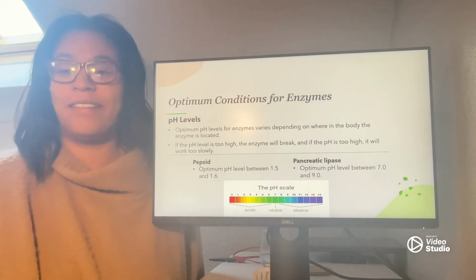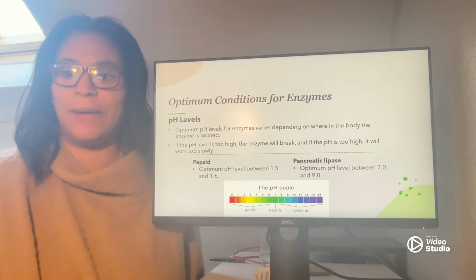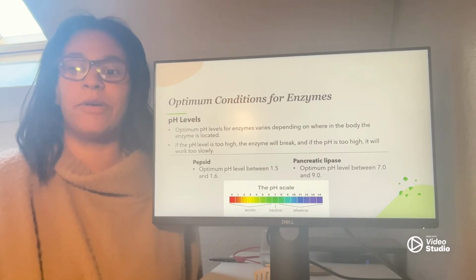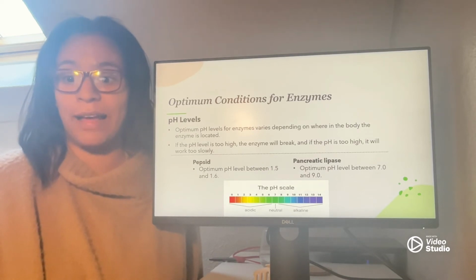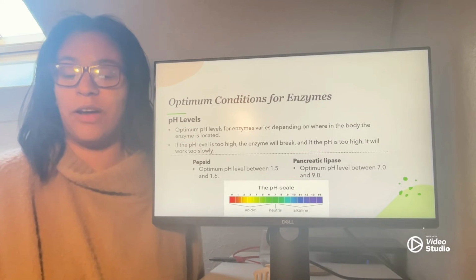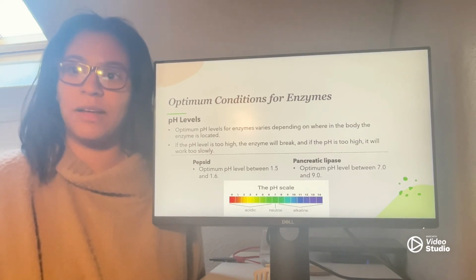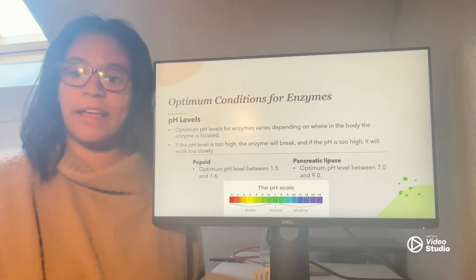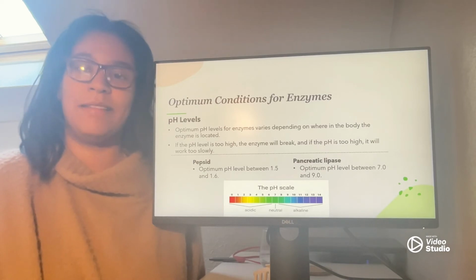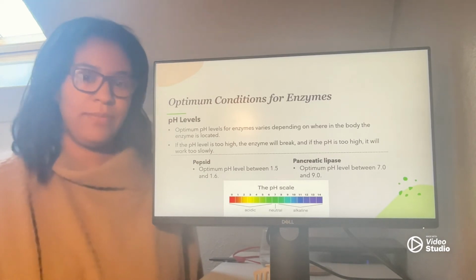Pancreatic lipase, which as discussed is produced in the pancreas before being secreted into the small intestine where it breaks down and digests fat, on the other hand, works best between 7 and 9 with an optimum alkaline pH level of 8. An increase in pH beyond the optimum causes a rapid decrease in enzyme activity.